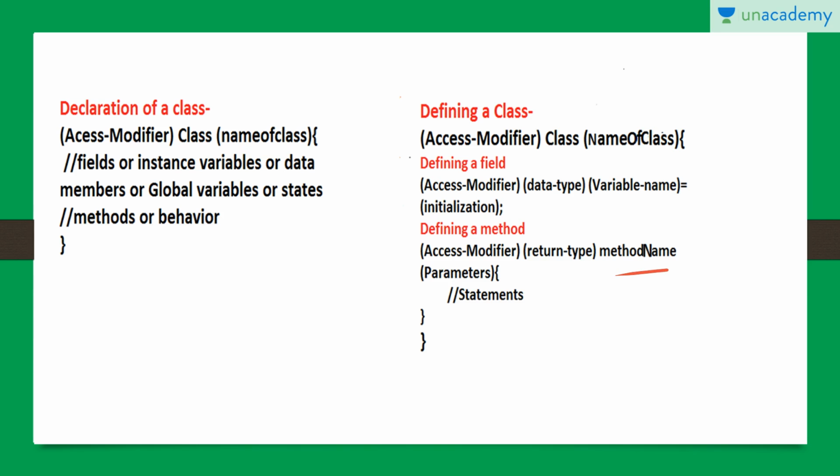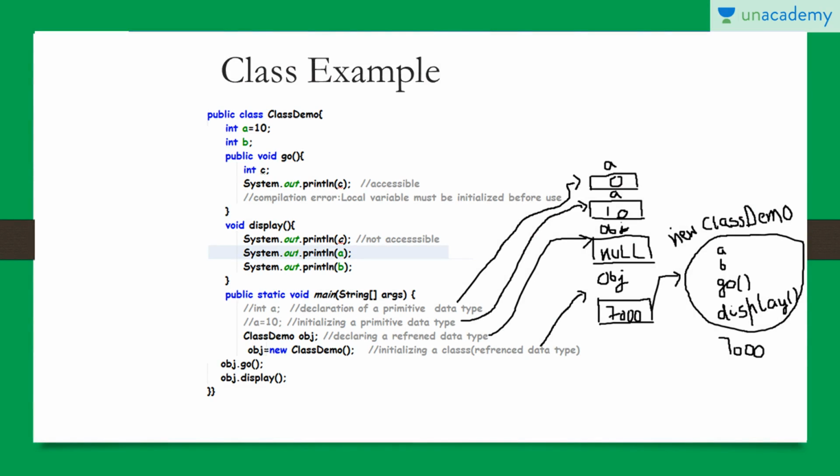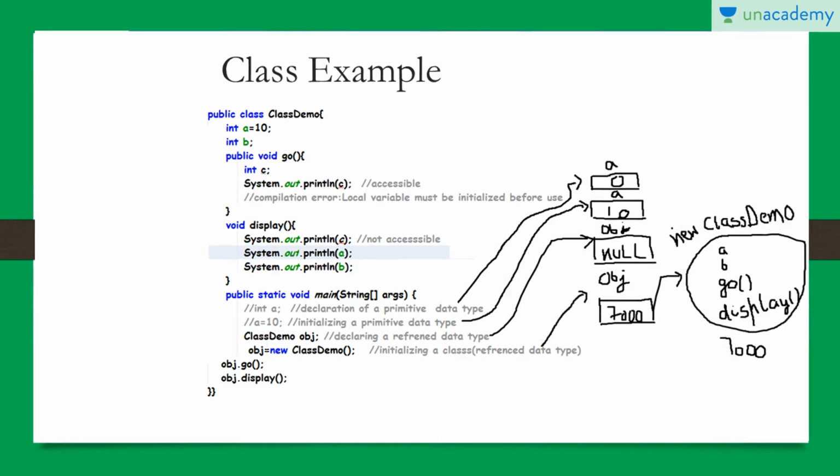And in method we have seen that to give any name to a method, the first letter of the first word should be small, and after that onwards all the words' first letter should be capital. Okay, and after that we can give parameters to this method. And under this method we can write any statements. Now let us see with the help of an example how to declare, define and create the objects of the class.